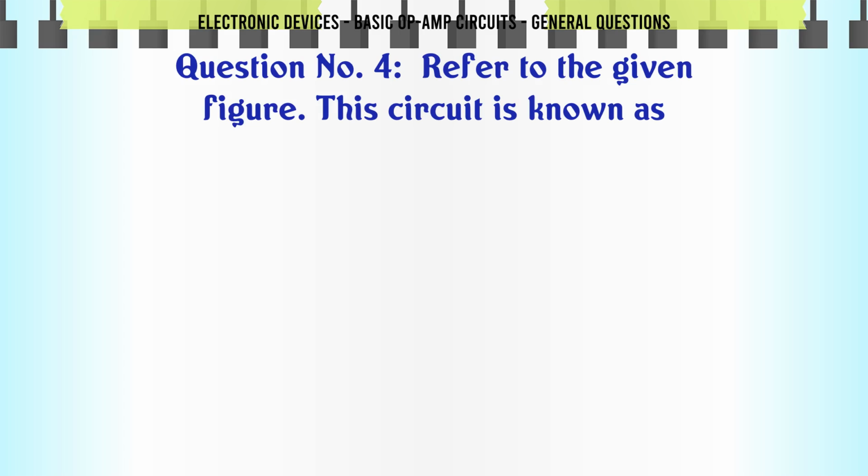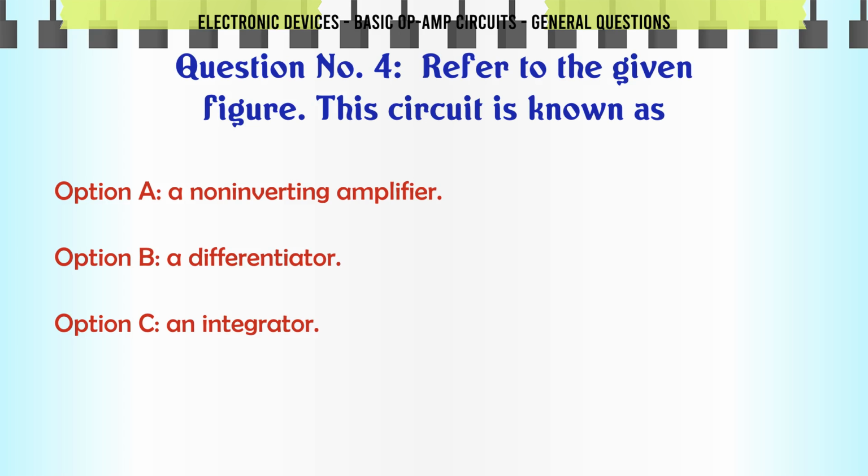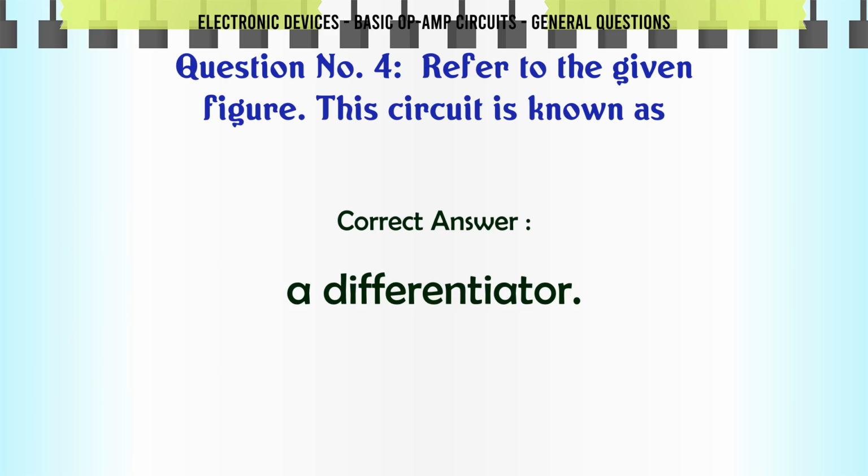Refer to the given figure. This circuit is known as: A. A non-inverting amplifier, B. A differentiator, C. An integrator, D. A summing amplifier. The correct answer is a differentiator.